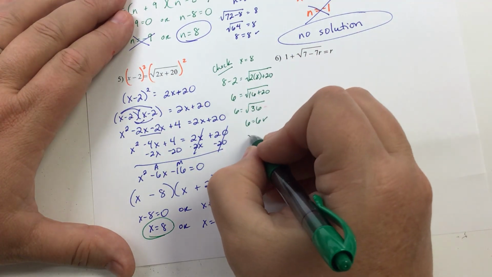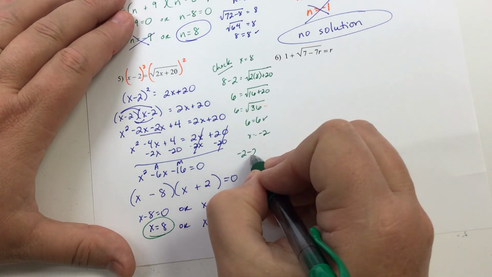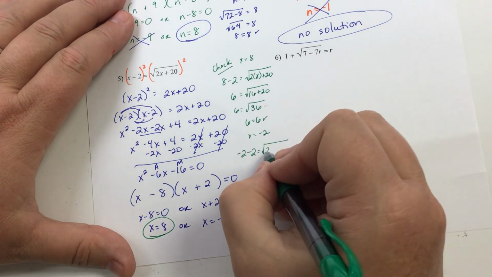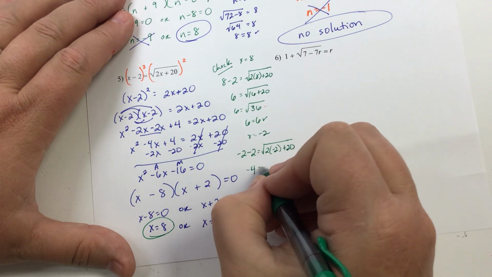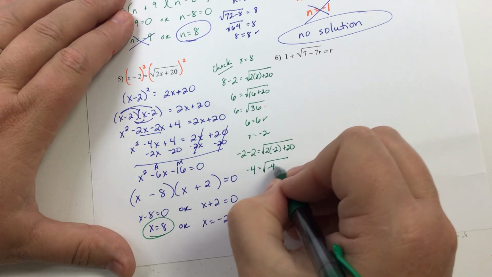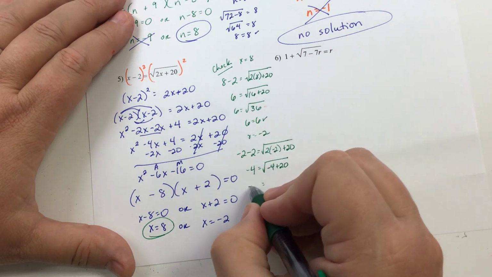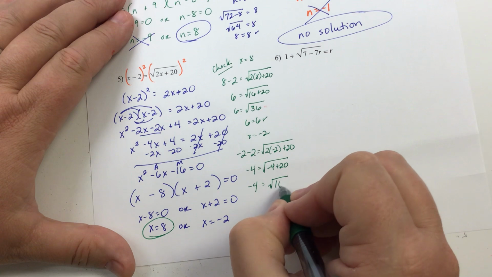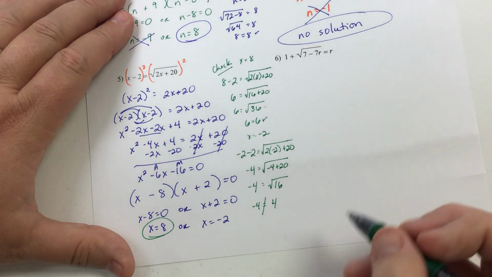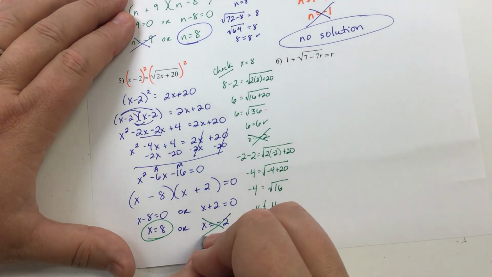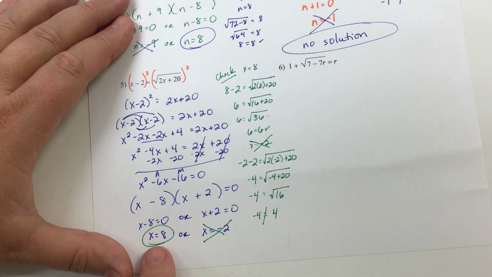If we check the other one, x equals negative 2, if we plug it in, negative 2 minus 2, does that equal the square root of 2 times negative 2 plus 20? So on the left side, we have a negative 4. On the right side, we have negative 4 plus 20 underneath your square root symbol. So we're going to have negative 4 equals the square root of 16, and the square root of 16 is a positive 4, so that one does not work. So x equals negative 2 is an extraneous solution. So my answer to the question for solving is x equals 8.